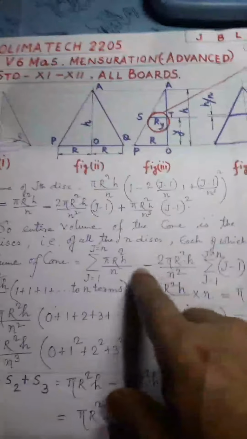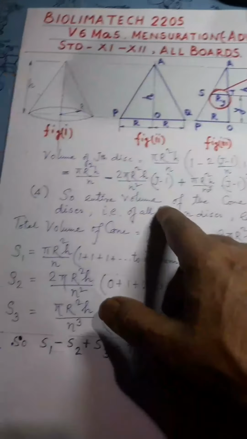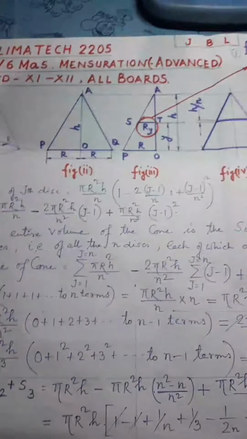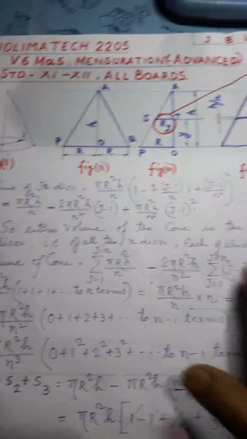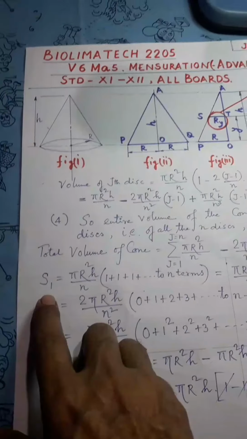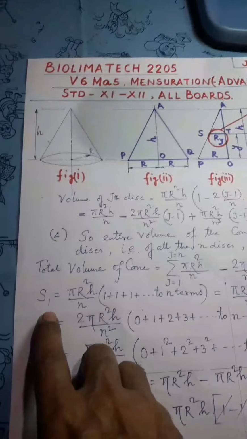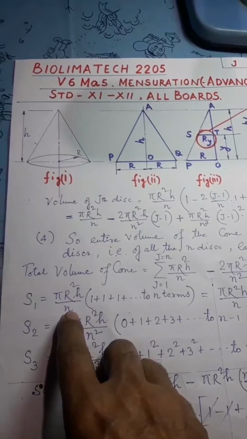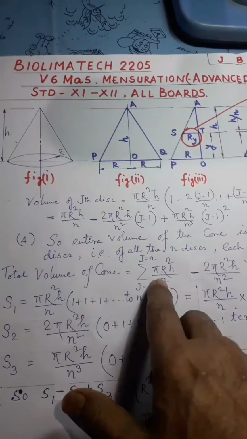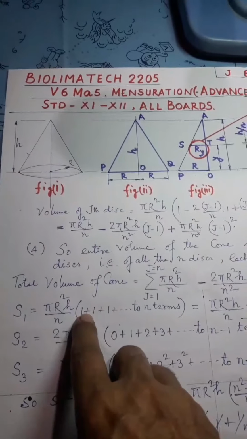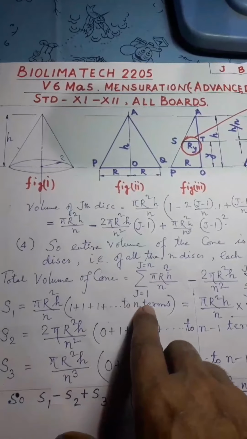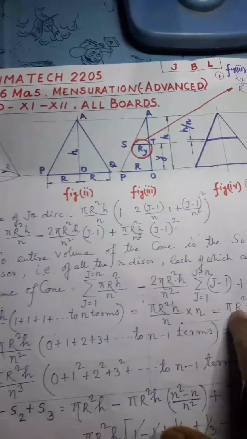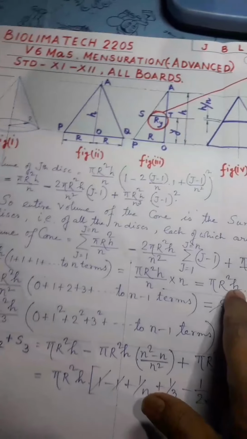Now, for the sake of convenience, let us designate the first indicated summation by S1, the second indicated summation by S2, and the third indicated summation by S3. So, calculating each of the summations individually, S1 is equal to pi r square h upon n, and n such terms, that is 1 plus 1 plus 1 up to n terms. So that gives us pi r square h.